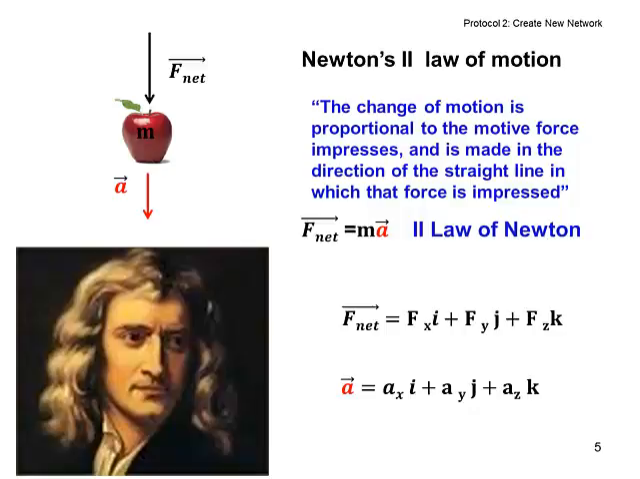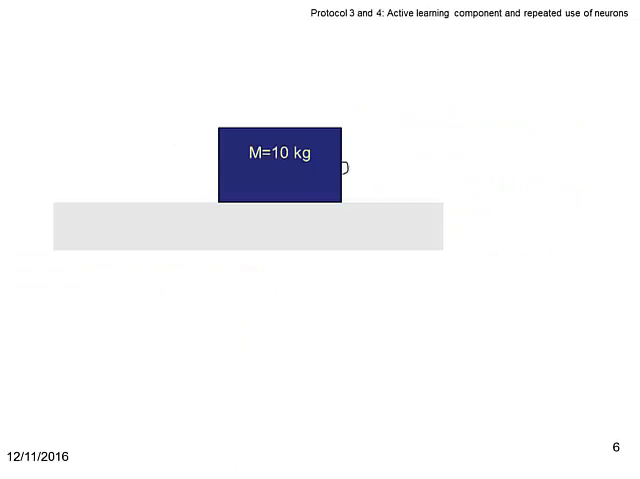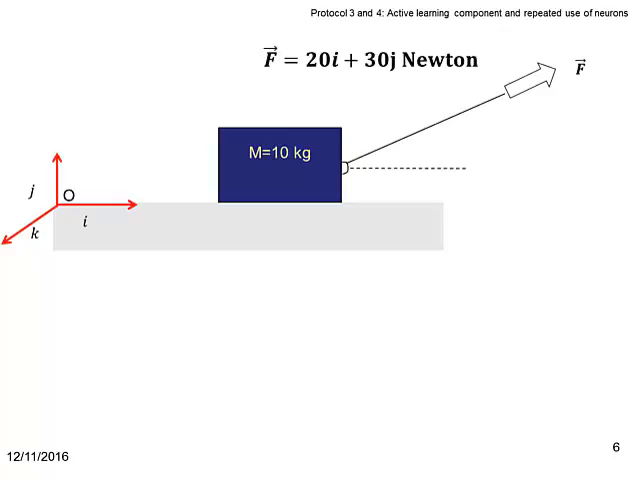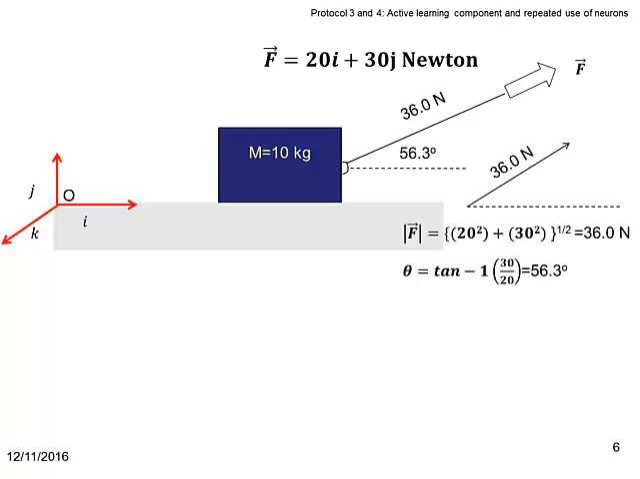To better understand this concept, let us consider a simple problem. A block of mass 10 kg, resting on a frictionless floor, is pulled by a force of 20i plus 30j Newton. This is equivalent to 36 Newton acting 56.3 degrees from the x-axis. What is the acceleration of the block?